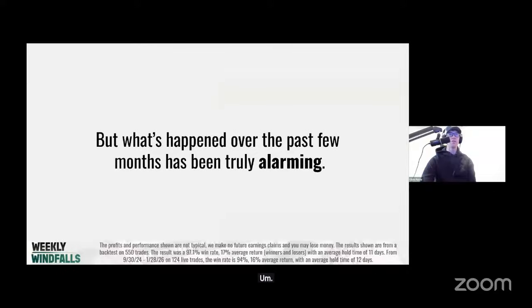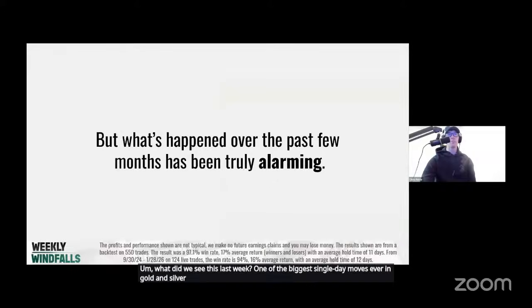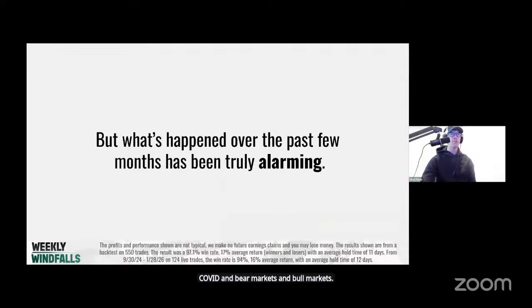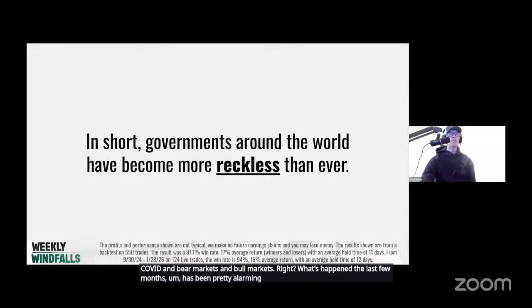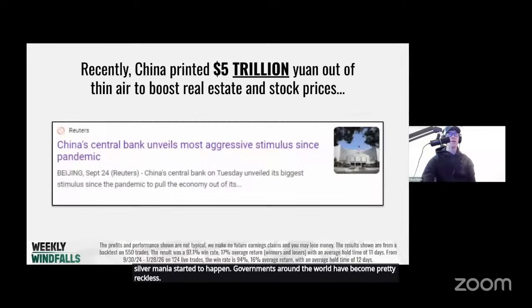What did we see this last week? One of the biggest single day moves ever in gold and silver. What did we see last year? One of the biggest single sell-offs, peak to trough, and one of the nastiest volatility swings. We've seen COVID and bear markets and bull markets. What's happened the last few months has been pretty alarming. I think this is where the gold and silver mania started to happen. Governments around the world have become pretty reckless.